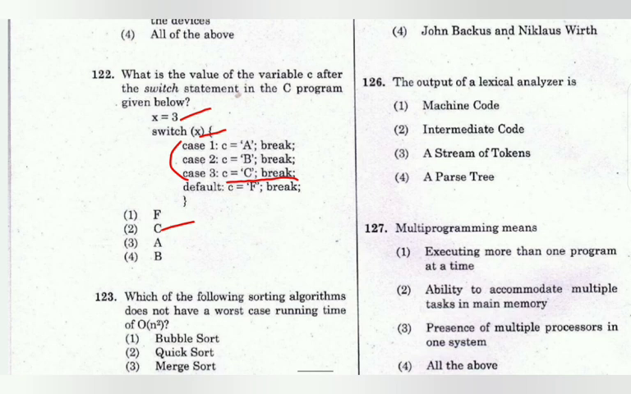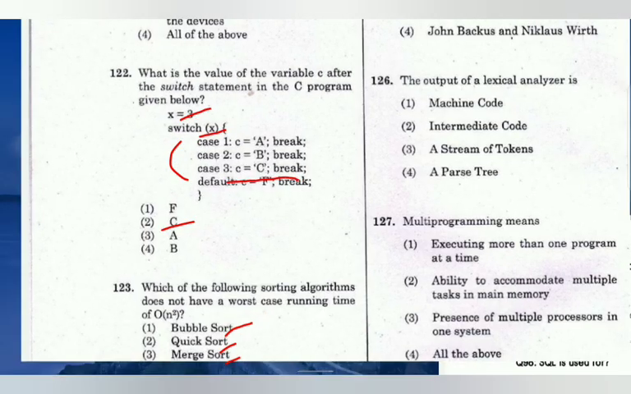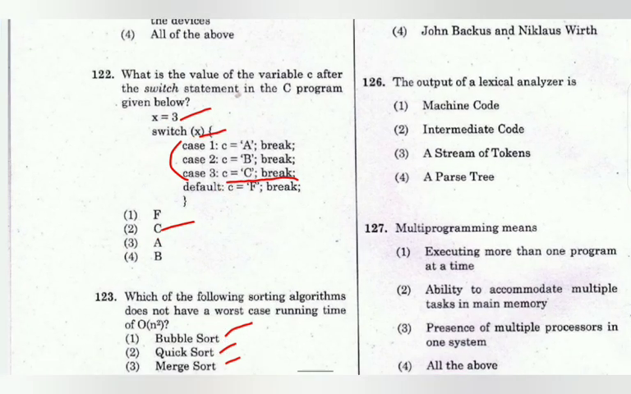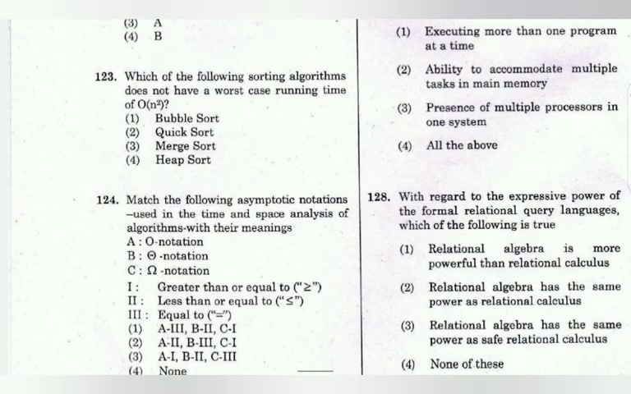Which of the following sorting algorithms does not have a worst case running time of big O of n square? So here the answer is merge sort. Bubble sort takes big O of n square time, and quick sort takes big O of n square in the worst case and big O of n log n in the average case, whereas merge sort doesn't have big O of n square. The time complexity here is big O of n log n. Similarly for heap sort, the time complexity is also big O of n log n. So that's why merge sort is the correct answer.